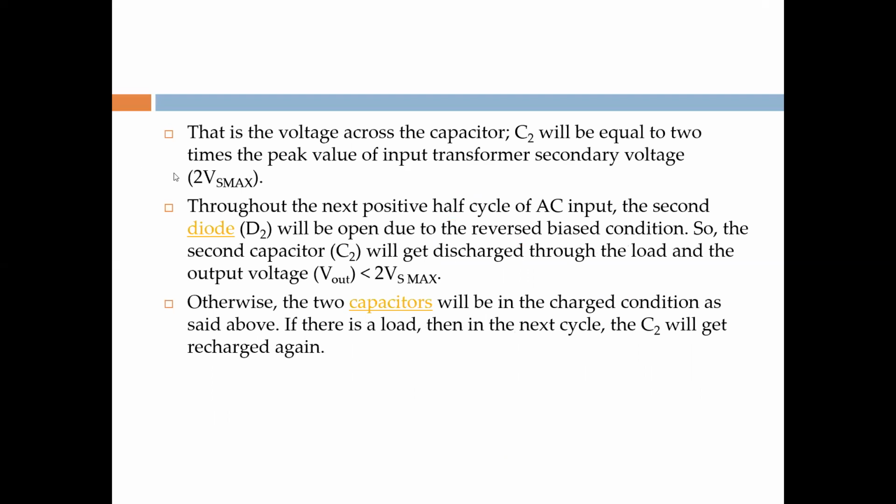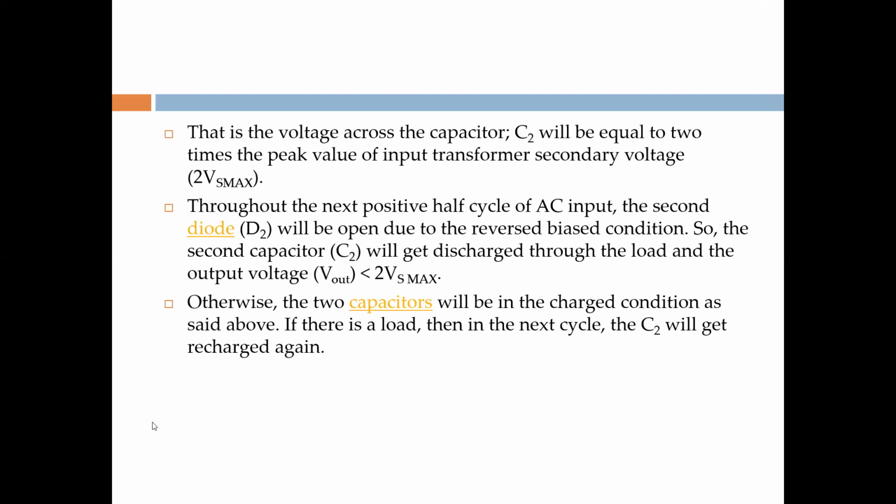Now what happened? The voltage across capacitor C2 will be equal to 2 times the peak value of the input transformer secondary voltage. That is going to be 2Vs maximum. Throughout the next positive half cycle of the AC input, the second diode D2 will be open due to the reverse bias condition. So the second capacitor C2 will get discharged through the load and the output voltage V output is less than 2Vs maximum. Otherwise, the two capacitors will be in the charged condition as said above. If there is a load, in the next cycle, C2 will get discharged again.